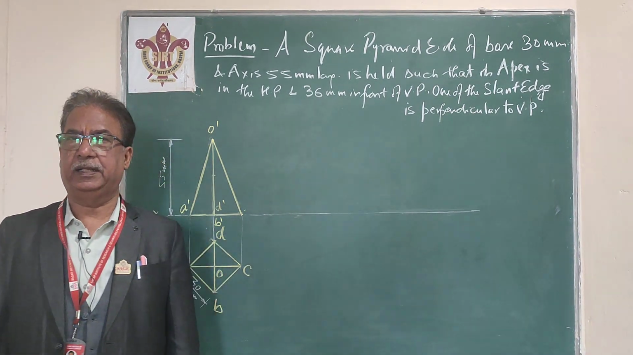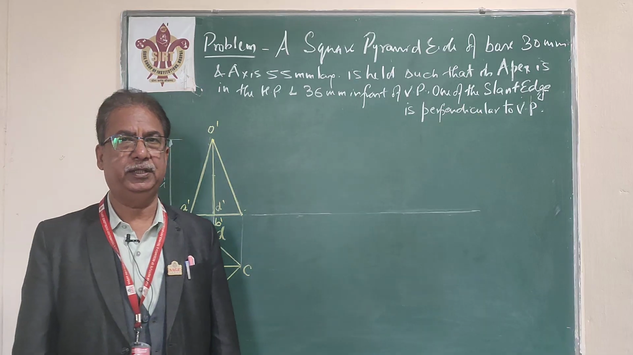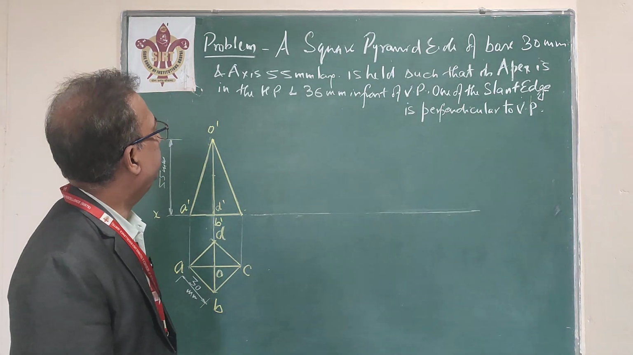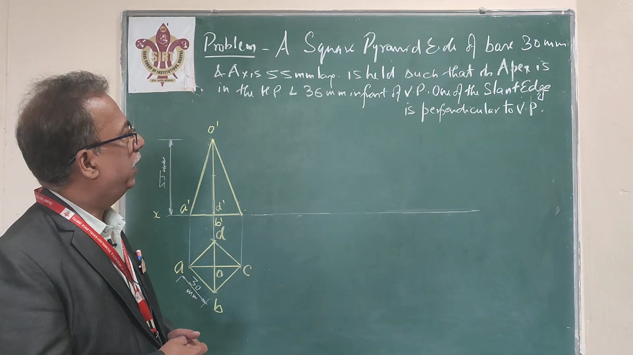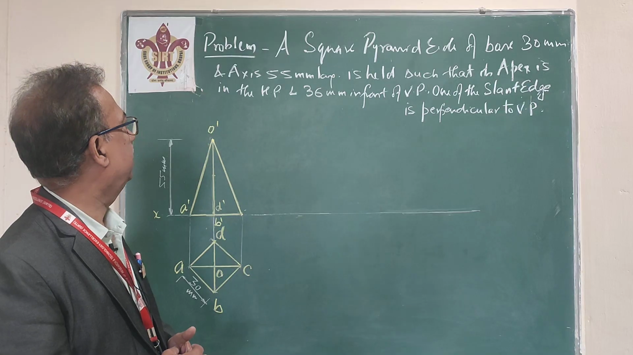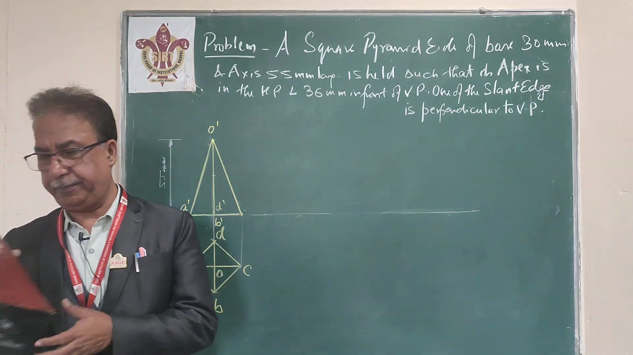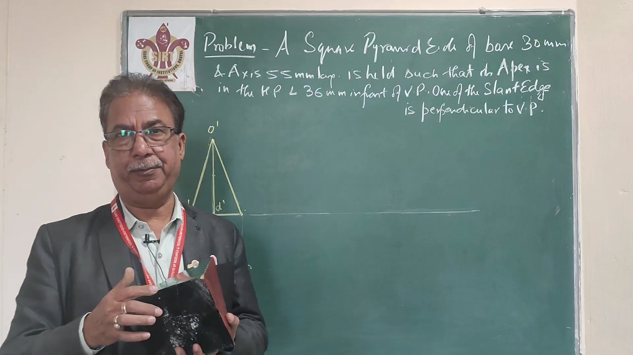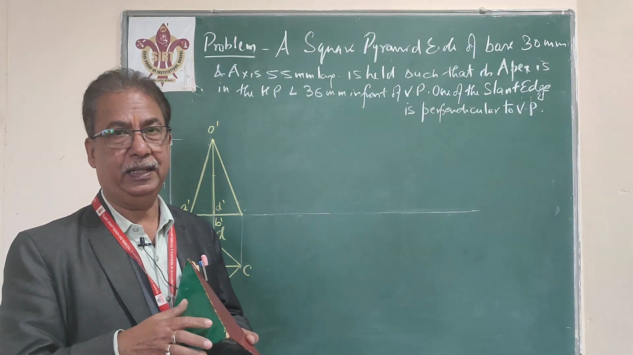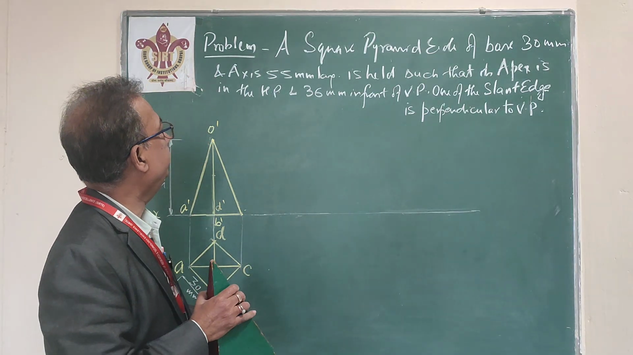Here I am with another problem on projections of solids. This time the problem will be like this. There will be a square pyramid, side of the base 30 mm and axis 55 mm long. This is the pyramid actually. Its base side will be given, that is 30 mm, and axis will be 55 mm.